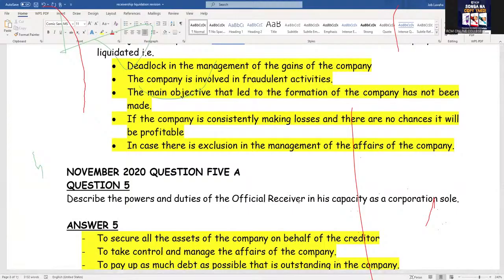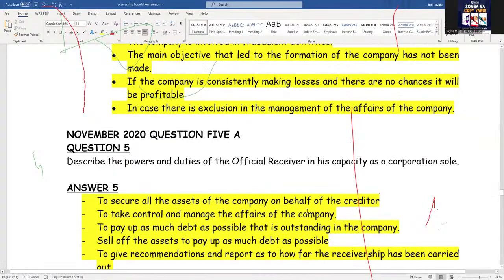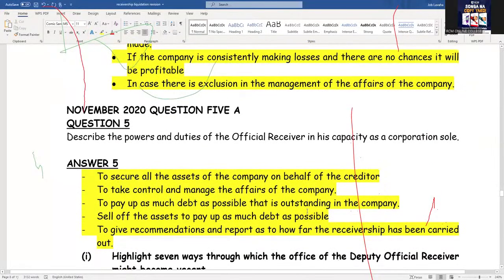Describe the powers and duties of the official receiver in his capacity as a receiver. So in this case, he can secure all the assets of the company on behalf of the creditors, take control and manage the affairs of the company for the benefit of the creditors, pay up as much of the outstanding debt as possible, sell off the assets to pay up as much debt as possible, and give recommendations and a report as to how far the receivership has been carried out by himself as the receiver.